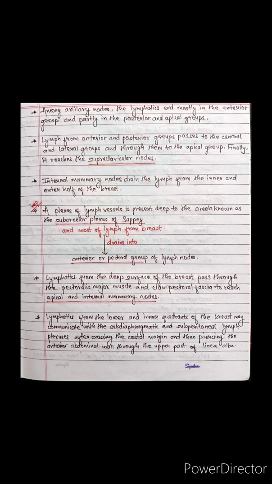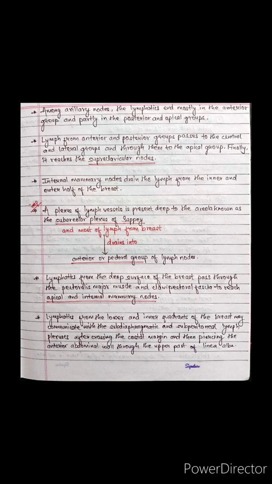Now the internal mammary nodes drain the lymph from the inner and outer half of the breast. Now this is the important point, that a plexus of lymph vessels is present deep to the areola, known as the subareolar plexus of Sappey. Most of the lymph from the breast drains into the anterior or pectoral group of lymph nodes.